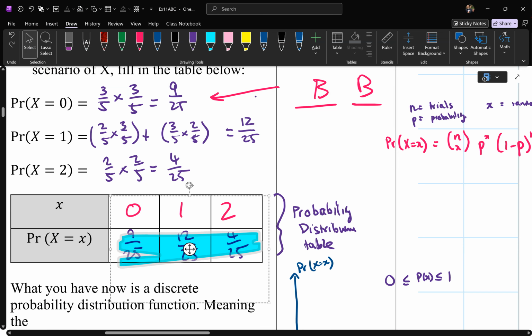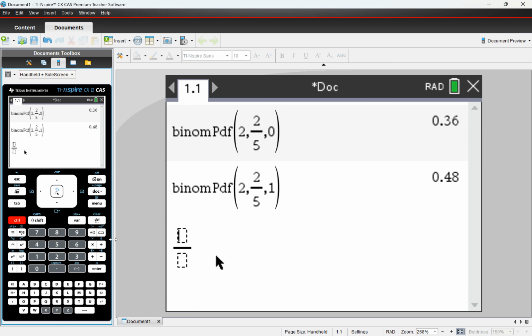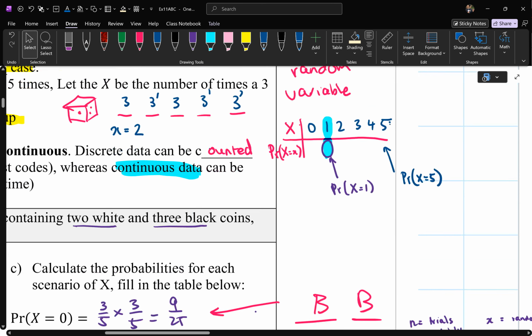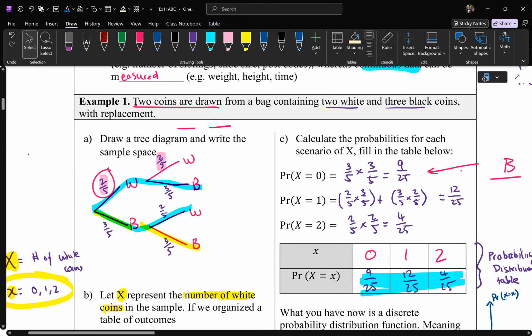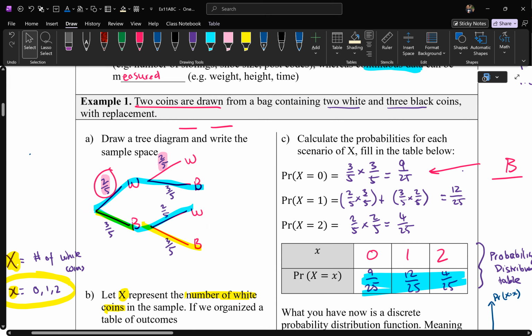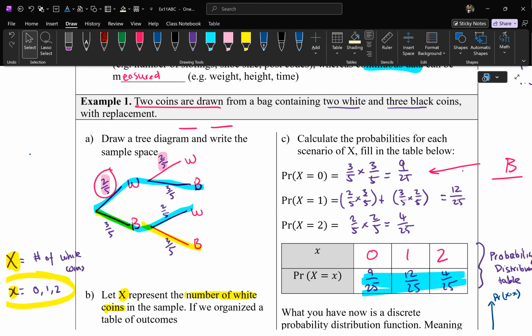0.48. Let's see if it's correct. So I got 12 out of 25 over here. So let's see, 12 out of 25. 0.48 as well. So instead of doing it this way, instead of doing it through a tree diagram and getting to this point, I can actually get the answers straight off from the table.